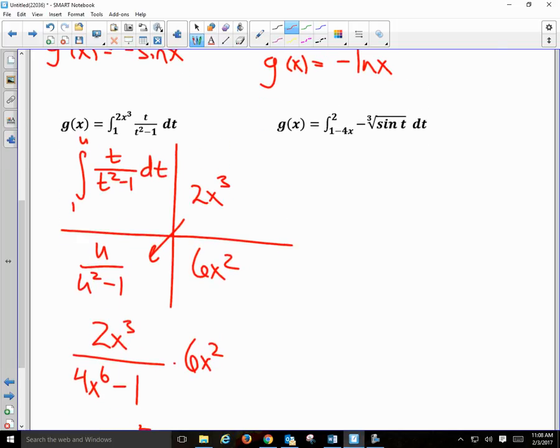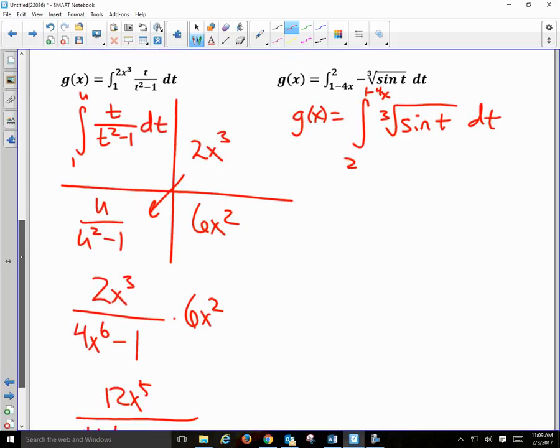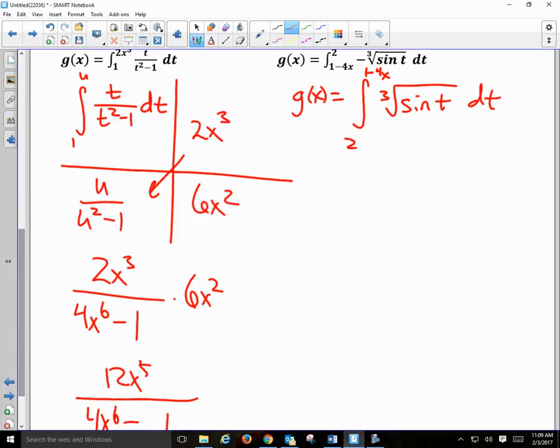And that's just really what it's telling us. We're just applying the rule. So now, last type of problem. I would say this is the content limit for what you would have to know for this type of problem. First of all, I'm going to switch it. G of x is equal to the integral from 2 to 1 minus 4x of the cubed root of sine of t dt. So all I did is I switched the bounds, and when I switch the bounds, it turns from positive to negative, negative to positive.